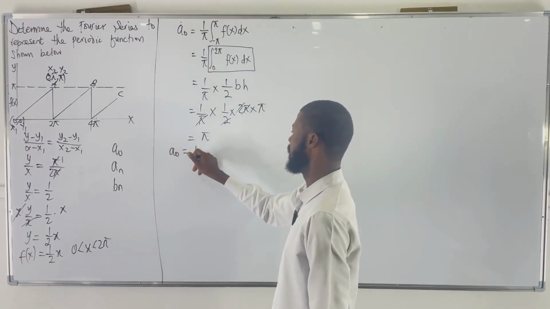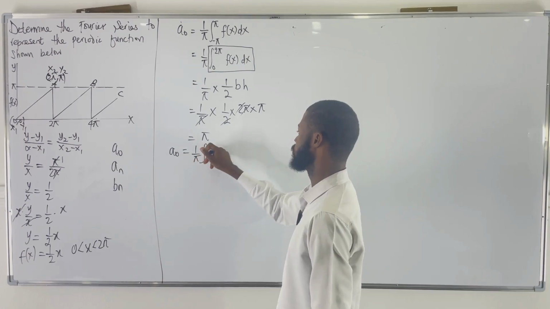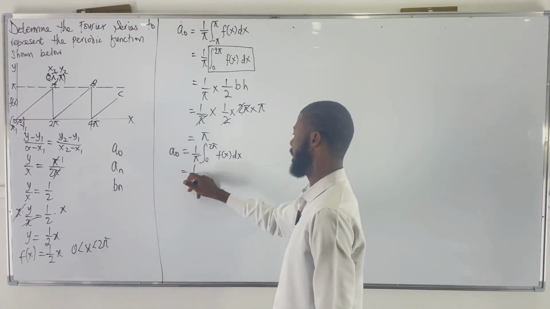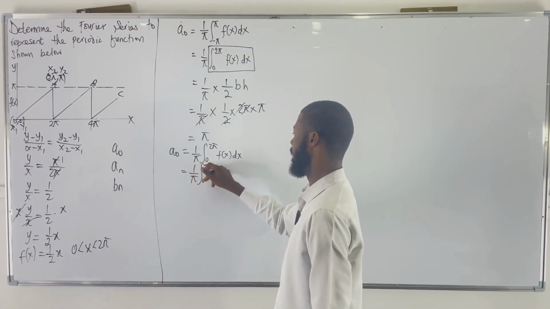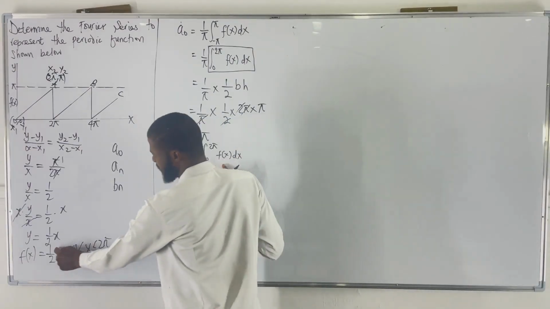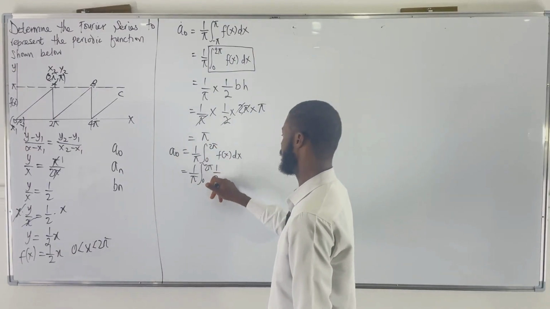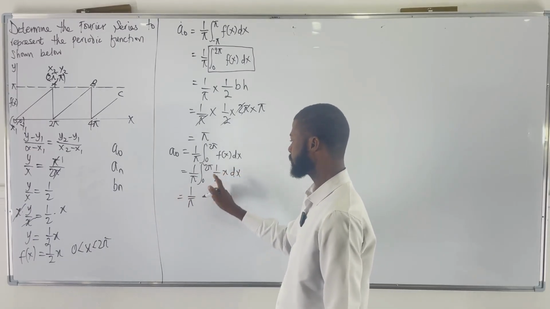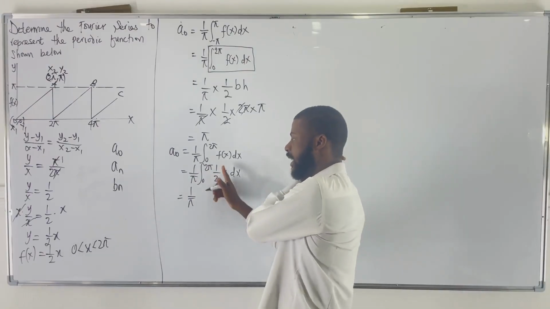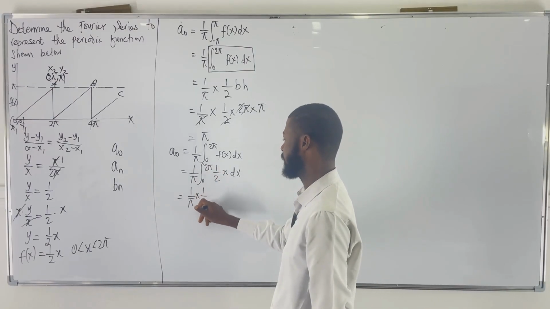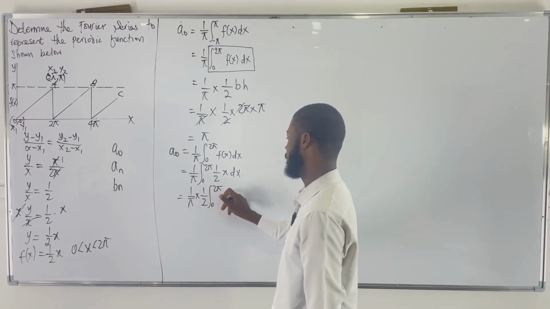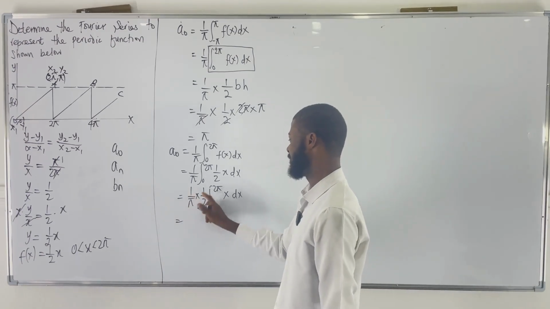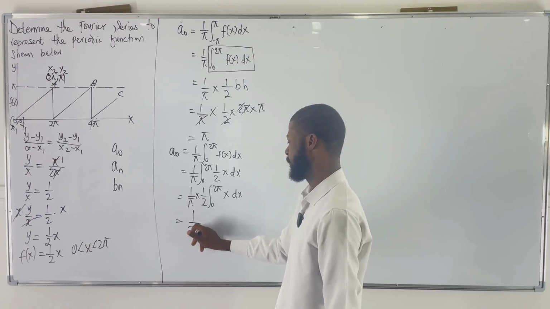So a naught is 1 over pi integral from 0 to 2 pi of f of x dx. Now what is f of x? f of x is half of x, right? So this is half x dx. Now this is 1 over pi. The half is a constant, so I can bring it outside. So let us say times half integral from 0 to 2 pi of x dx. Beautiful. Okay, so this is 1 times 1 is 1. Pi times 2 is 2 pi.